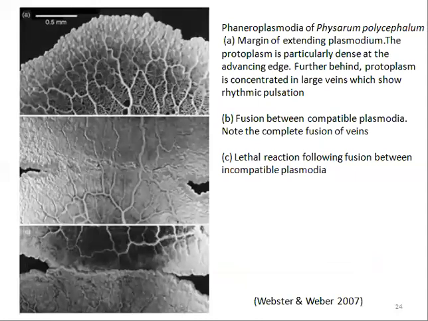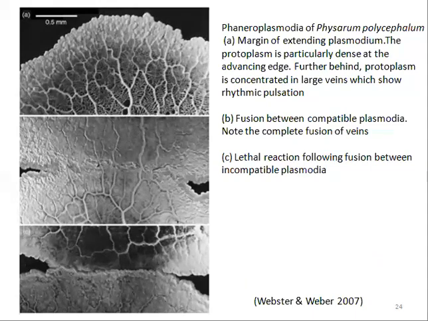Here in this picture, you can see the phaneroplasmodia of Physarum polycephalum. A represents the margins of the extending plasmodium. The protoplasm is particularly dense at the advancing edge here. Further behind, the protoplasm is concentrated in large veins. Here you can see the large veins, which show rhythmic pulsation.